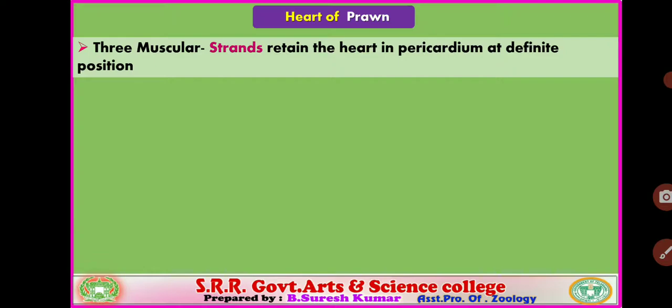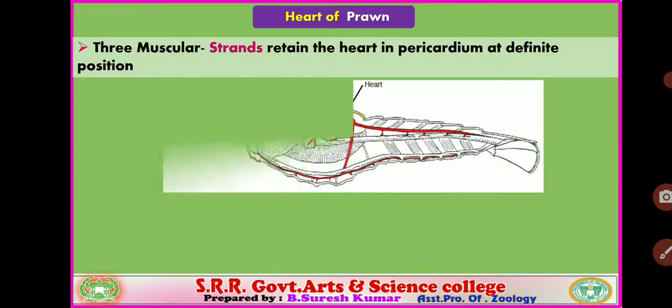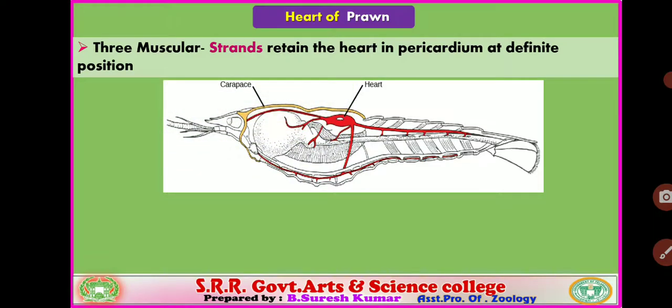Three muscular strands retain the heart in the pericardium at a definite position. Remember, very important. So the muscular strands keep the heart in a definite position. So what are they? How many are they? Three muscular strands. You verify in the visual representation.